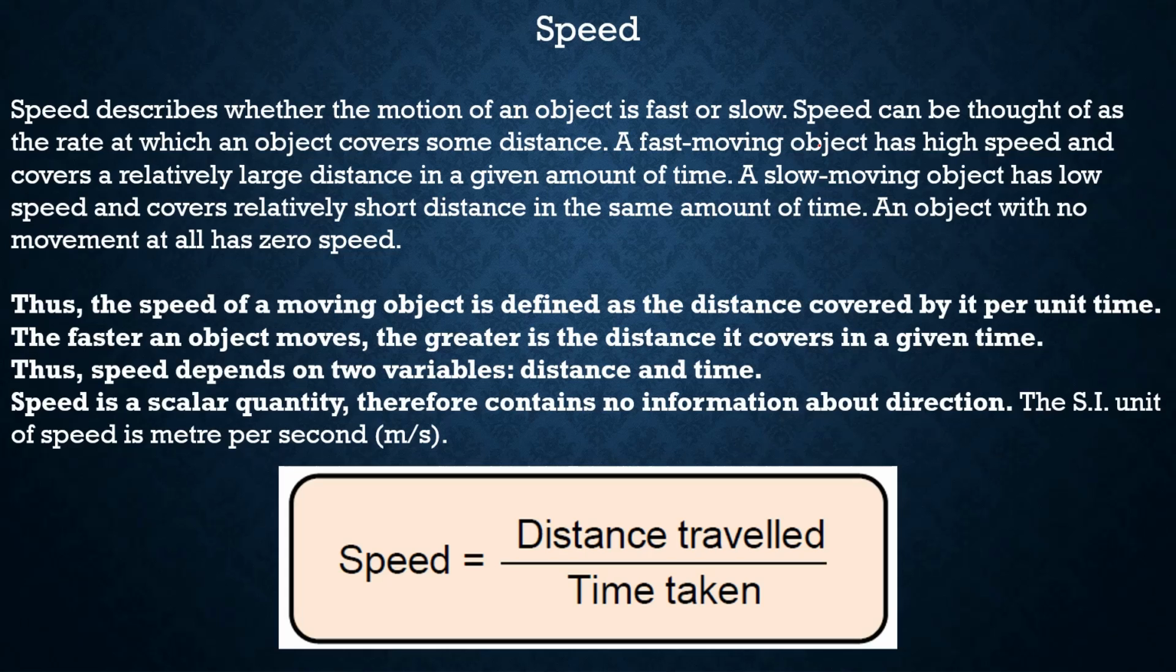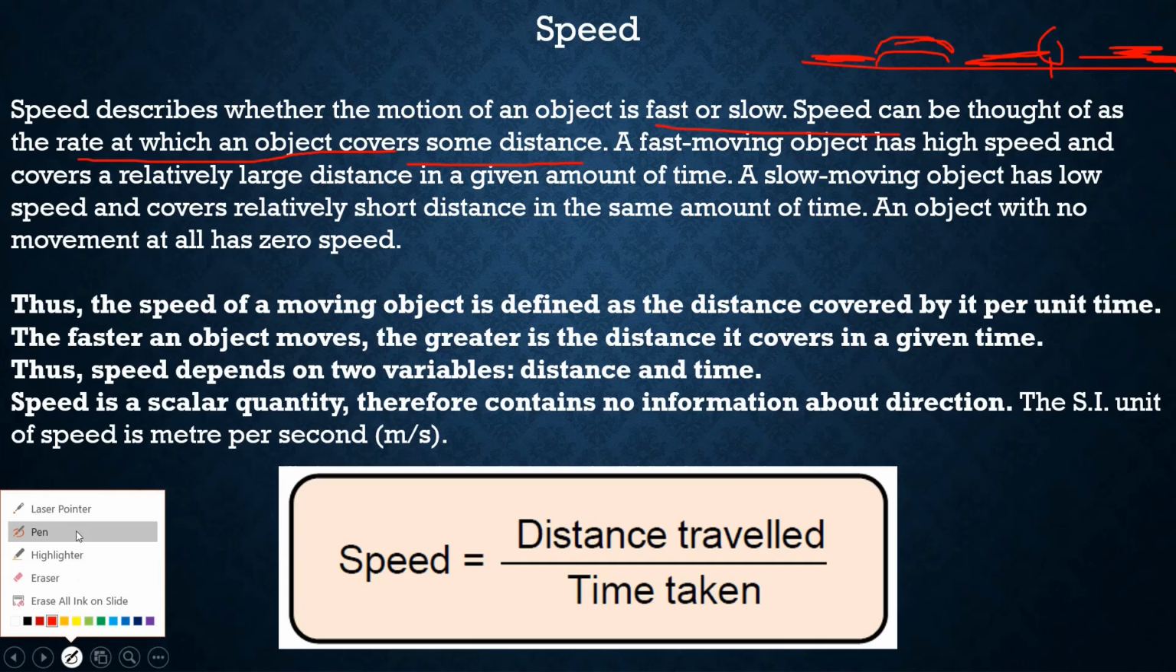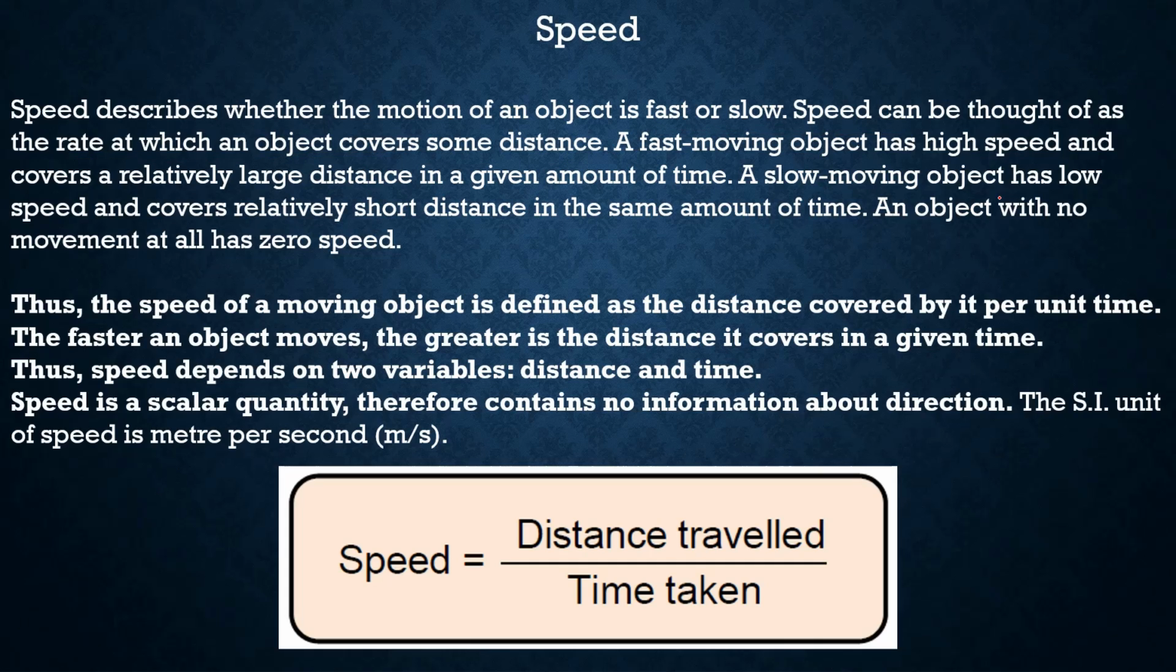So we see that speed describes whether the motion of an object is fast or slow, as I told. And what is speed in simple terms? It can be thought of as the rate at which an object covers some distance. In this example, at this much it will be very fast, this much very, very fast, and this it is going to be very fast. But at the speed breaker, it is going to be slow. So a fast moving object will of course have high speed, and a slow one will have low speed.